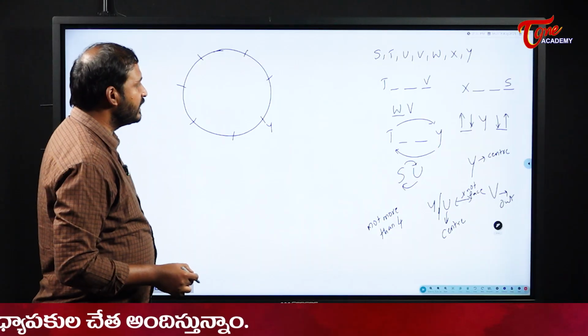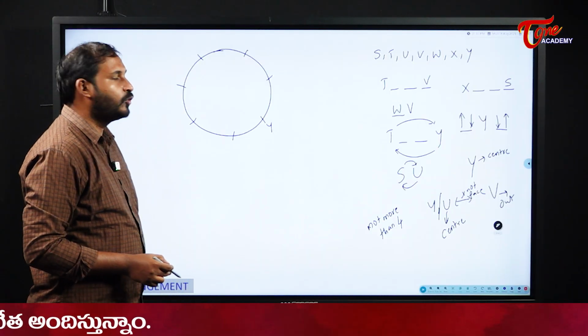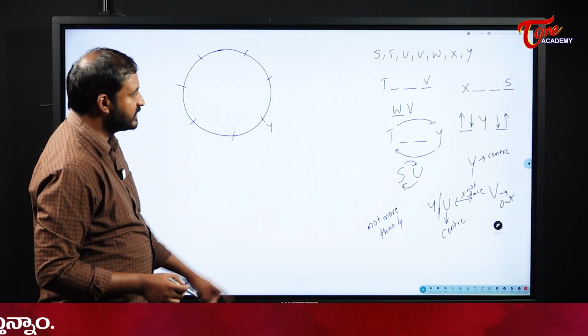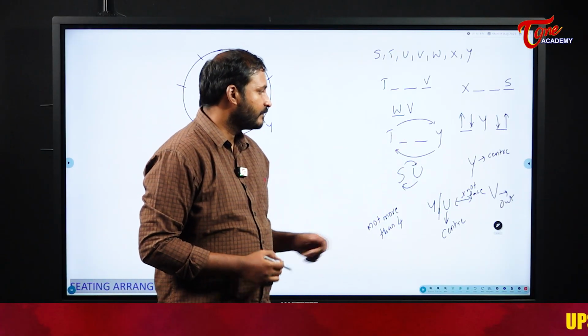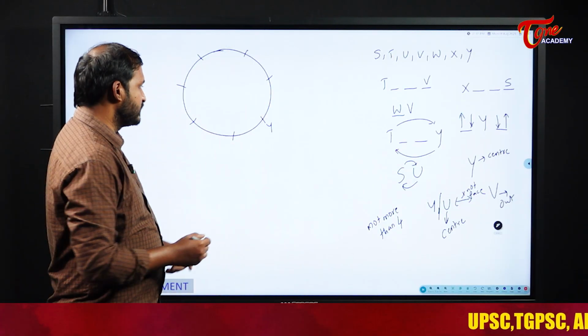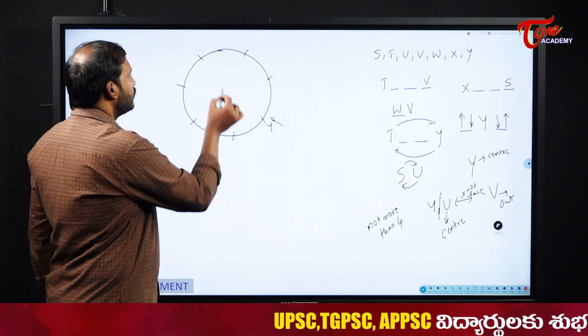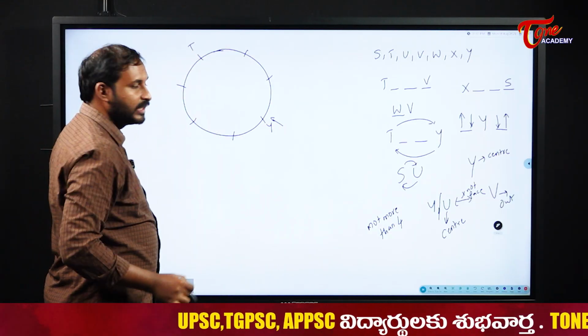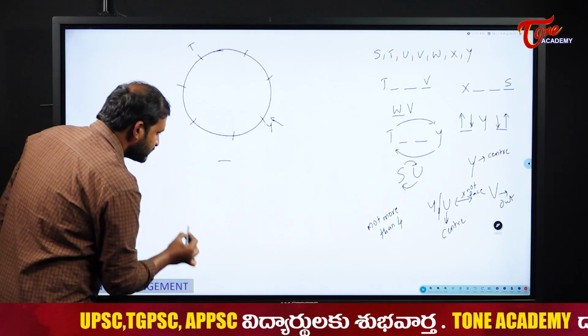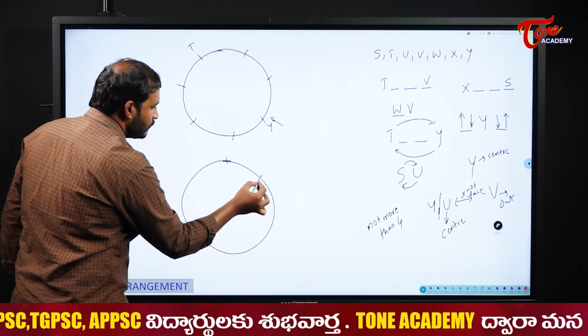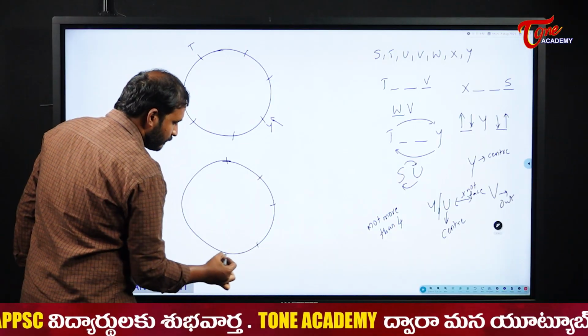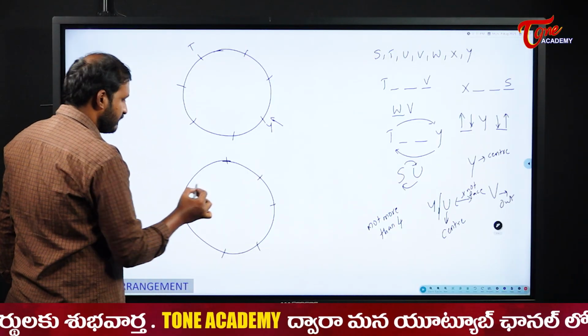And between Y and T, how many persons will I have? 2 persons. Y will face the center, and between Y and T I have 2 persons. So T can be here in one logic. Now see here, students, trial and error. I already told you: 1, 2, 3, 4, 5, 6 and 7.